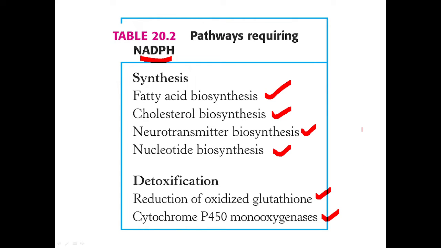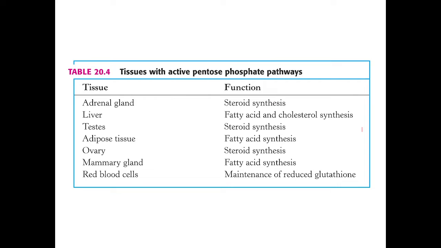So these are the reactions in which the NADPH molecule can be utilized as a reducing equivalent, as a source of electrons. Tissues with active pentose phosphate pathway: there are certain tissues where this pathway is a little more active. Why? For example, steroid synthesis. Steroid synthesis is an anabolic reaction that requires NADPH, and it mainly happens in the adrenal gland, so there is an active pentose phosphate pathway.